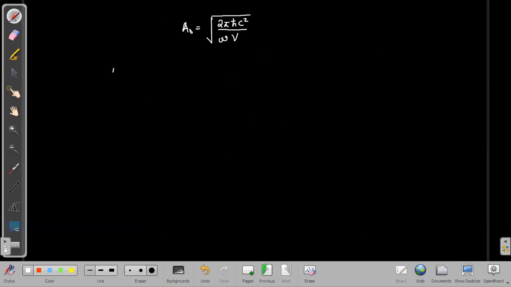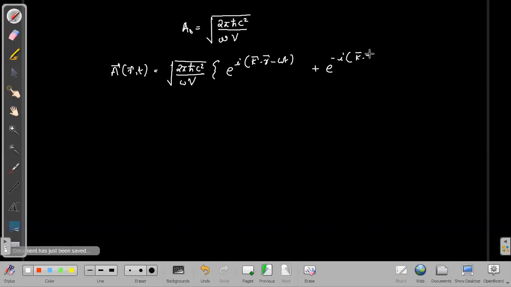Now I can write a detailed expression for our vector potential. The vector potential would be square root of 2 pi h cross c squared divided by omega times V, times e raised to i(k·r minus omega t) plus e raised to minus i(k·r minus omega t), times the direction of polarization epsilon.